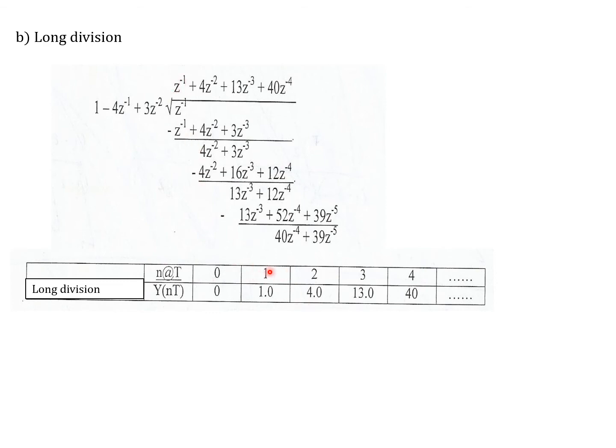This is the delayed time. The magnitude at z to the minus 2, the second delay or second sampling time, is 4, and so on. So from here you can pick up the magnitude. At 0, there's no value; the initial time is just 0. This is the most straightforward method of getting the inverse, by just doing straight long division. It's a bit tedious, but easy, and you can get up to whatever value you want, the magnitude at the different sample times. So this is an inverse, but still within the sample time.